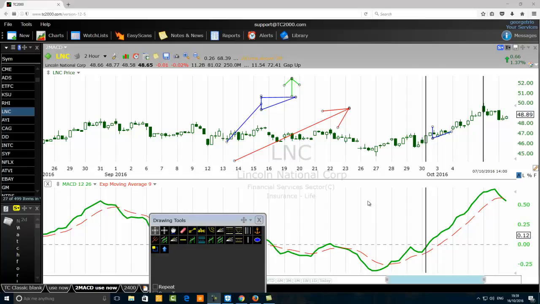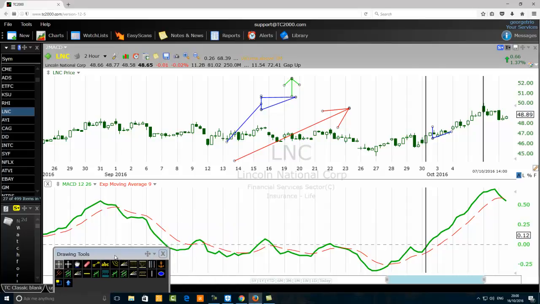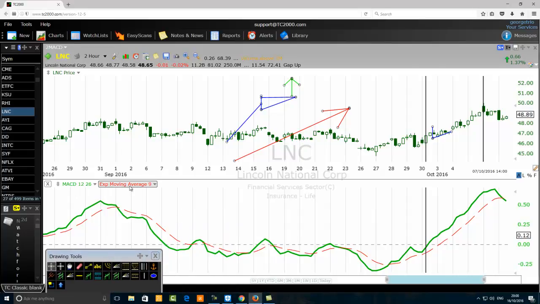Today we want to talk about a simple MACD indicator stock day trading method. We want to use the standard MACD, 12, 26, 9. That's the standard MACD.